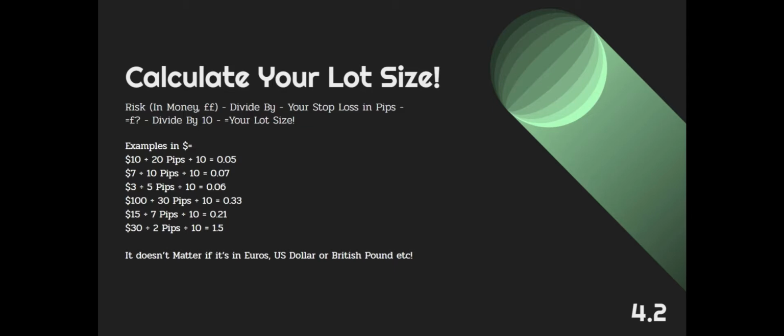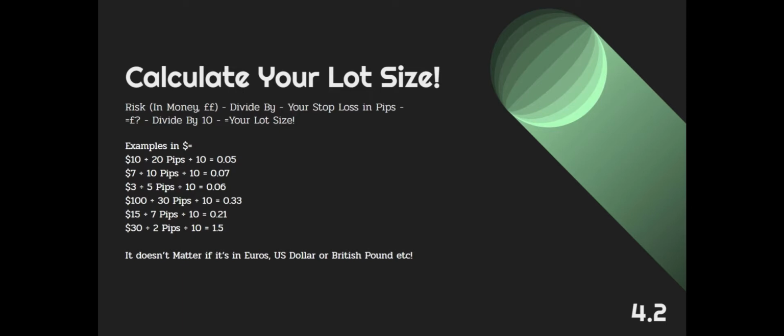So when it comes to calculating it, all you have to do is decide how much you're risking in money. For example, I want to risk £100. You divide that by your stop loss in pips. For example, if you're trading a dollar pair and you have a stop loss of 30 pips, that will equal something, and then you divide whatever it equaled by 10, and that will equal your lot size. So firstly, you have to decide how much money you're risking. If you have £100,000, 1% of that is £1,000. If you have £1,000, 1% of that is £10, and stuff like that.